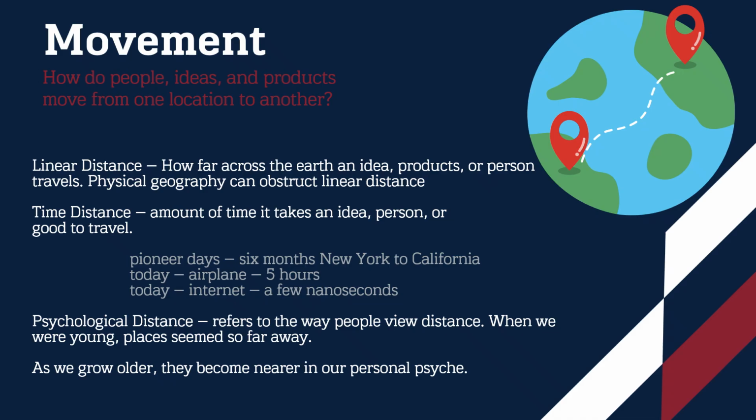Now, most people in the United States, when they tell you how to get somewhere, are using time distance. Oh, how far away is Austin from San Antonio? Oh, it's about an hour, hour and a half. Very few people are going to say, oh, it's about 80 miles.